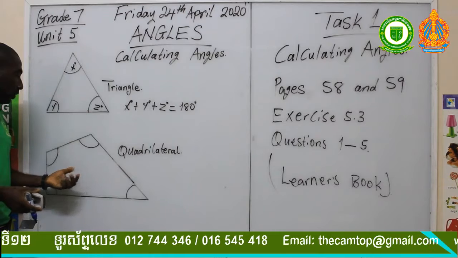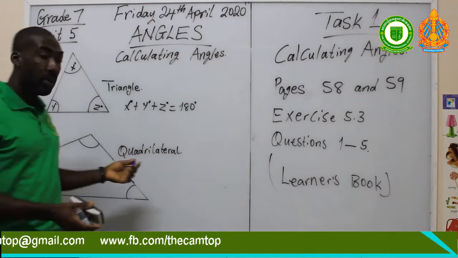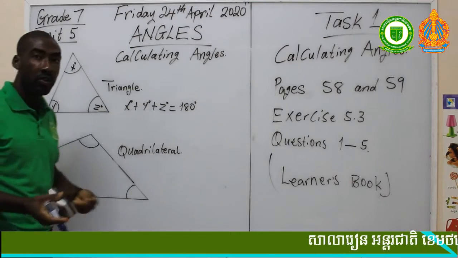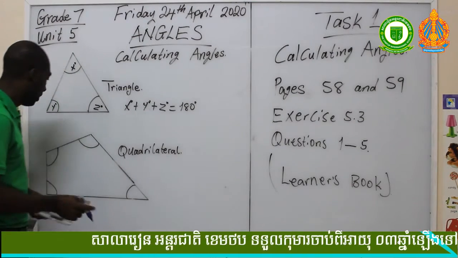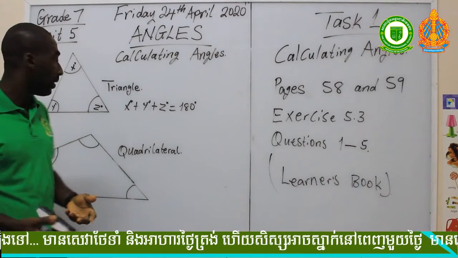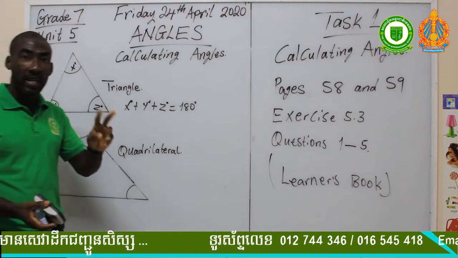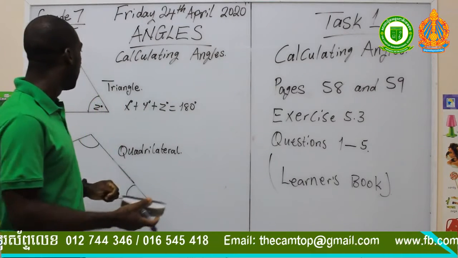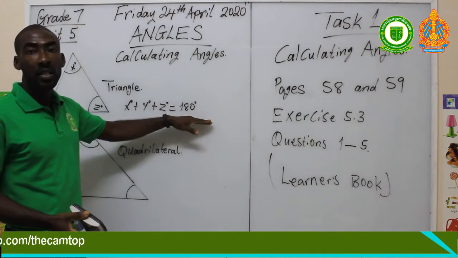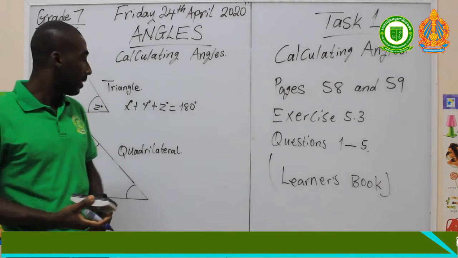The next thing that you should also know is the total angle of a quadrilateral. A quadrilateral gives a total angle of 360 degrees. Why do we say that a quadrilateral gives 360 degrees? When you divide your quadrilateral into 2 different parts, you will have 2 triangles. And we know that the total angle of a triangle is 180 degrees. So 2 times 180 degrees will give you 360.